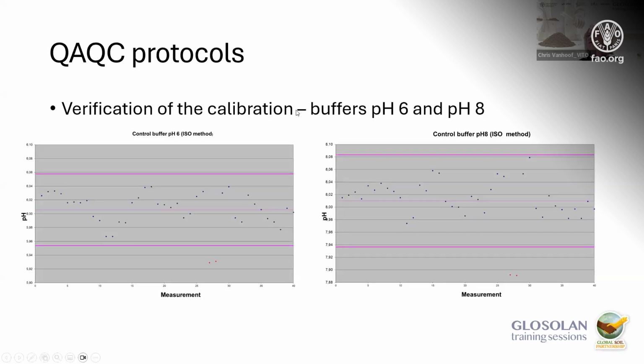This is an example of pH values of the buffers. This is buffer pH 6, this is buffer pH 8, and we follow them up in time. This is, for example, for 40 measurements that we follow up, and we can check that the pH is within an acceptable range. It's the 2S border that you can see here, and you can see that these values are within that range. Also for pH 8, we see that it goes in a similar way, and that during the measurements that we have done, everything is fine.